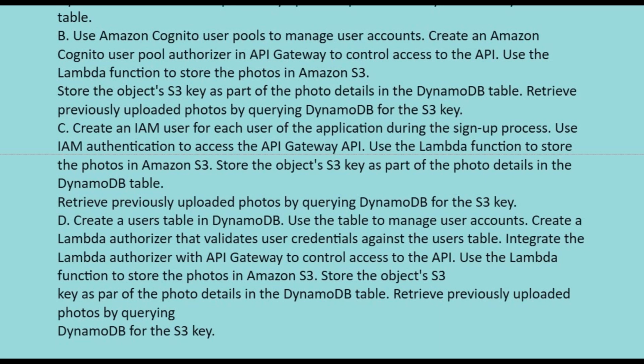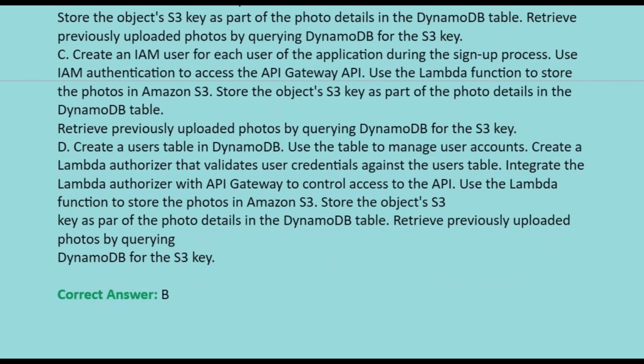Use the Lambda function to store the photos in Amazon S3. Store the object's S3 key as part of the photo details in the DynamoDB table. Retrieve previously uploaded photos by querying DynamoDB for the S3 key. Correct answer is option B.